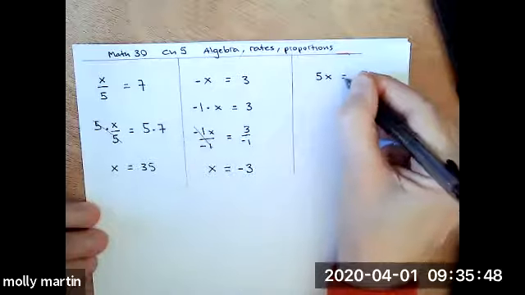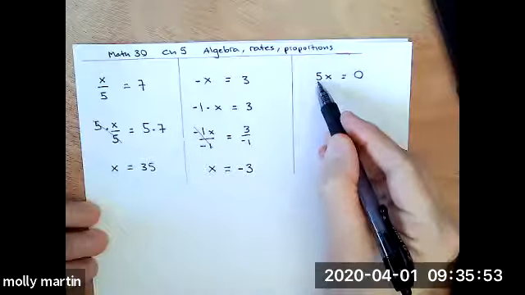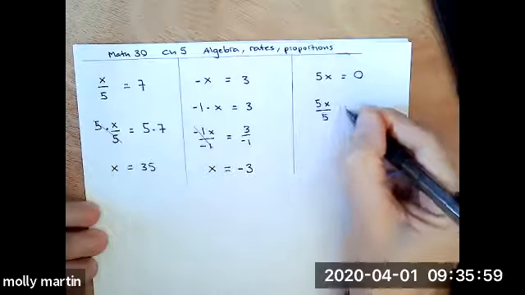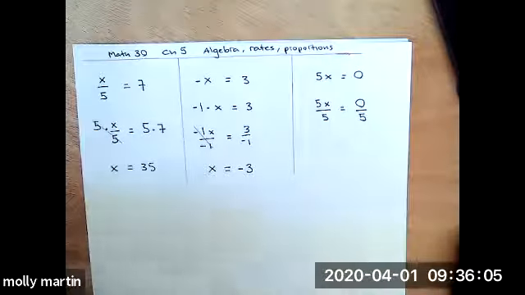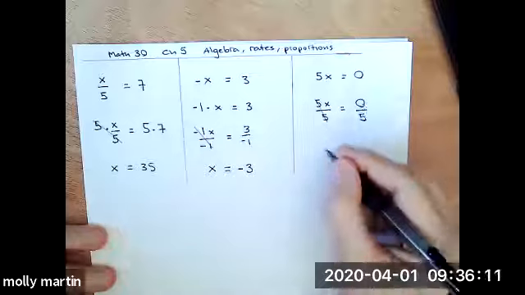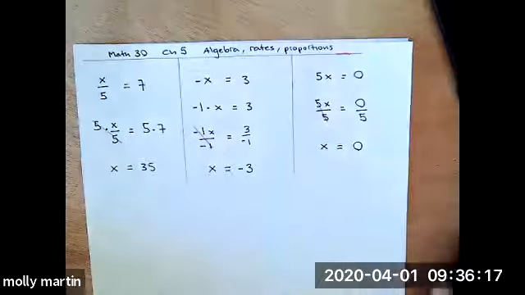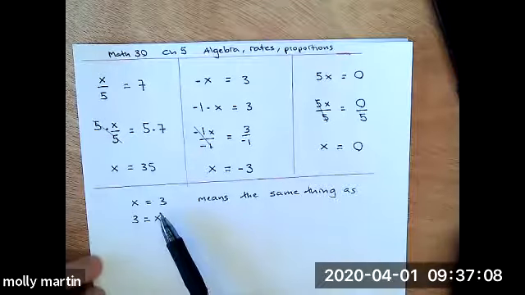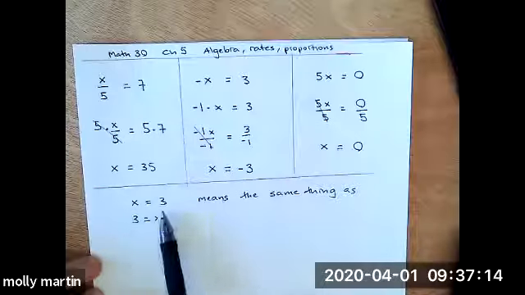5x is equal to 0. Well, x is being multiplied by 5, so we do the opposite, which is to divide by 5. 5 over 5 equals 1. 0 divided by 5 is just 0. And just a note, x equals 3 means the same thing as 3 equals x. You could write it either way.